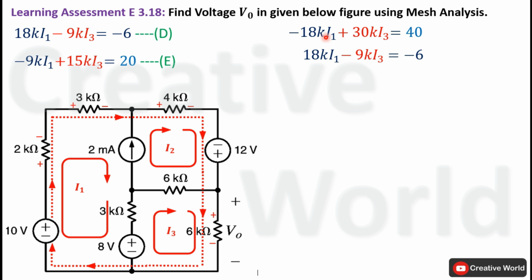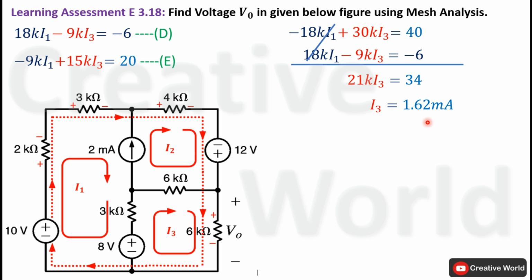Now this minus 18k I1 and plus 18k I1 will cancel out with each other, and the sum of 30k I3 and minus 9k I3 will become 21k I3, and 40 minus 6 will become 34. Now divide on both sides by 21k so that we can calculate the value of current I3. That will become 1.62 milliampere.